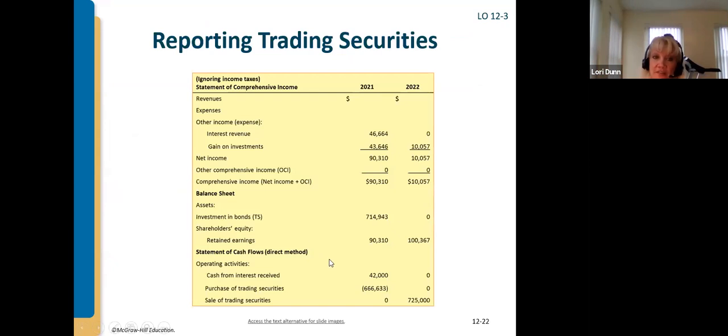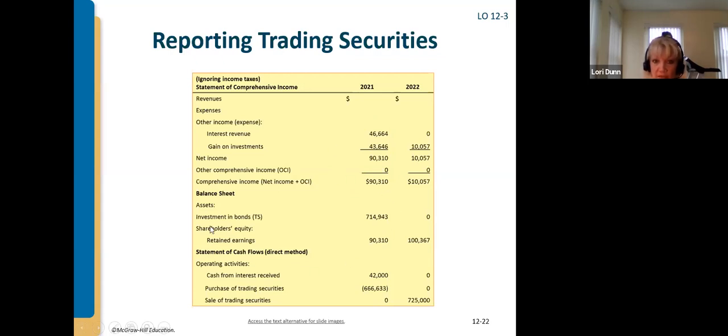So there's a nice example of our income statement up above. Take a look. Interest revenue from these bonds is reported in other income and loss, and there's that gain on investment from the fluctuation in the fair value, right on that income statement, increasing net income.